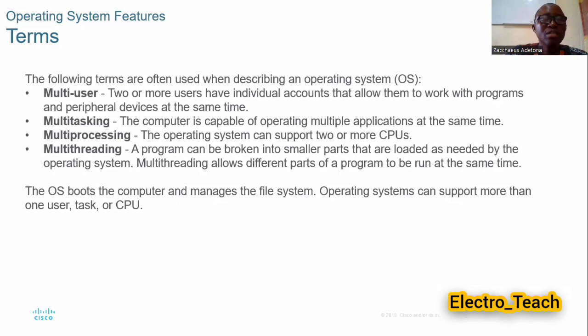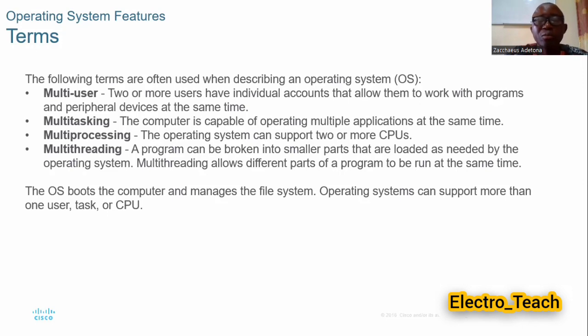Then multitasking. Multitasking means the computer is capable of operating multiple applications at the same time. For instance, I'm actually using PowerPoint right now. I'm also using an app to record this video. Apart from that, I opened several files on the system. If the operating system is not capable of multitasking, all this will not be possible. Well, because it's capable of multitasking, several apps can be opened, several programs can run at the same time. So that is multitasking.